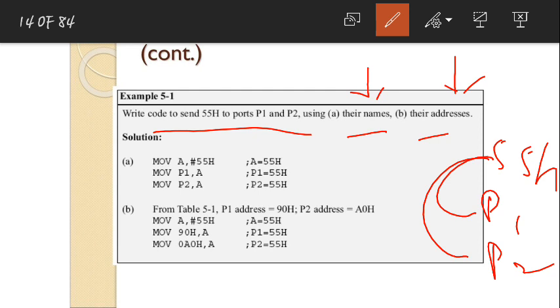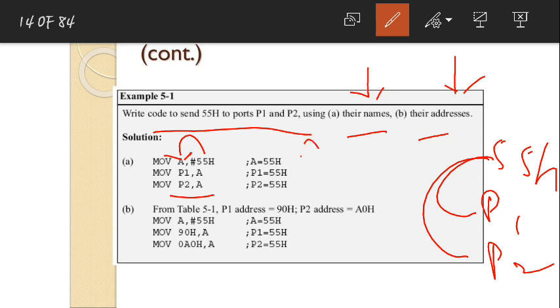Here, first he has loaded that 55 into A. The immediate, constant value 55H is loaded into A. That is the comment for the first instruction. Next, the second instruction moves A into P1, port 1. Inside A you have the 55H value, so you move that 55H into P1 using the A register. Next, the same A is moved into P2. That means you are copying the value in A to port 1, and in the next line copying the value in A into port 2.